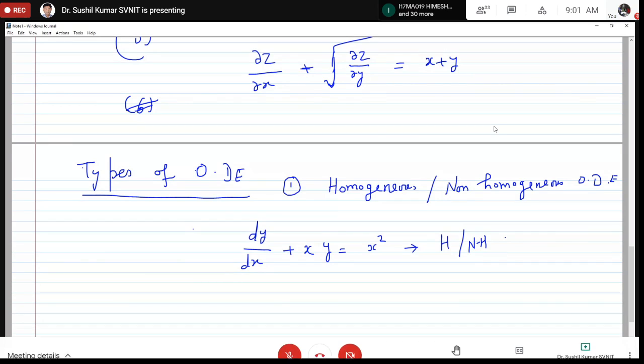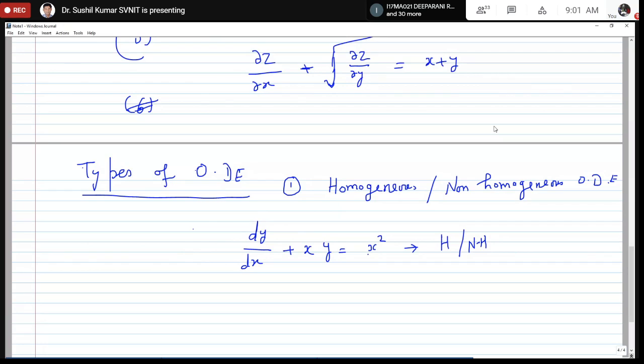The differential equation should be of the form of a polynomial only in derivative terms and the dependent variable, not in the form of the independent variable. Just repeat your definition. No independent variable should come. Then it is a homogeneous differential equation. So this is non-homogeneous. Yes.